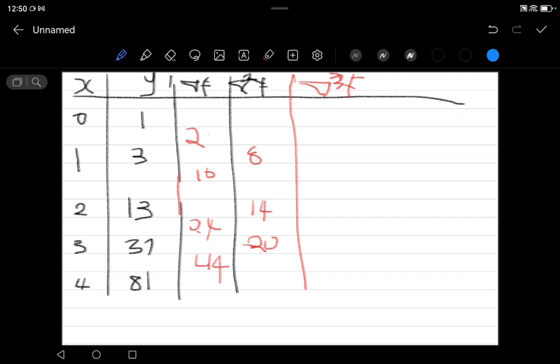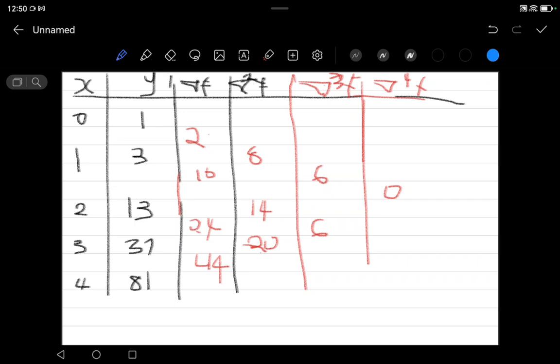And then for the third one, it's going to be 14 minus 8, which is 6. And then 20 minus 14 is 6. And then the last one, yeah, it's going to be 0. So you see, all the time it forms a pyramid.